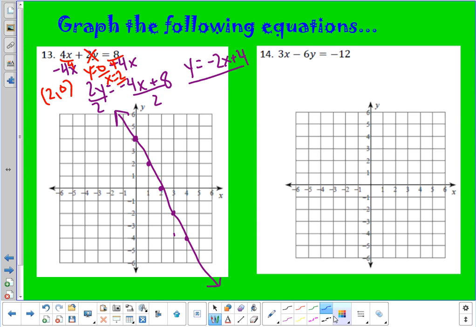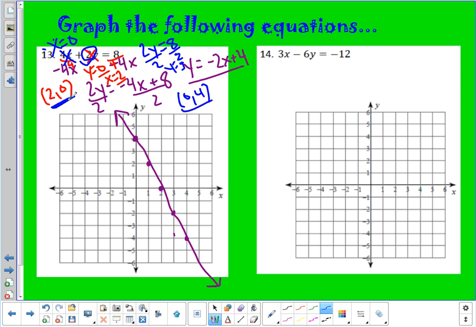If I do it the other way, if I get rid of the 4x and keep the 2y, I have 2y is equal to 8, divide by 2, I get y equals 4. That was x equals 0 because I made x disappear, y equals 4, there's my point, 0, 4. Now you only need 2 points to make a line, really, so I can use this point and this point.